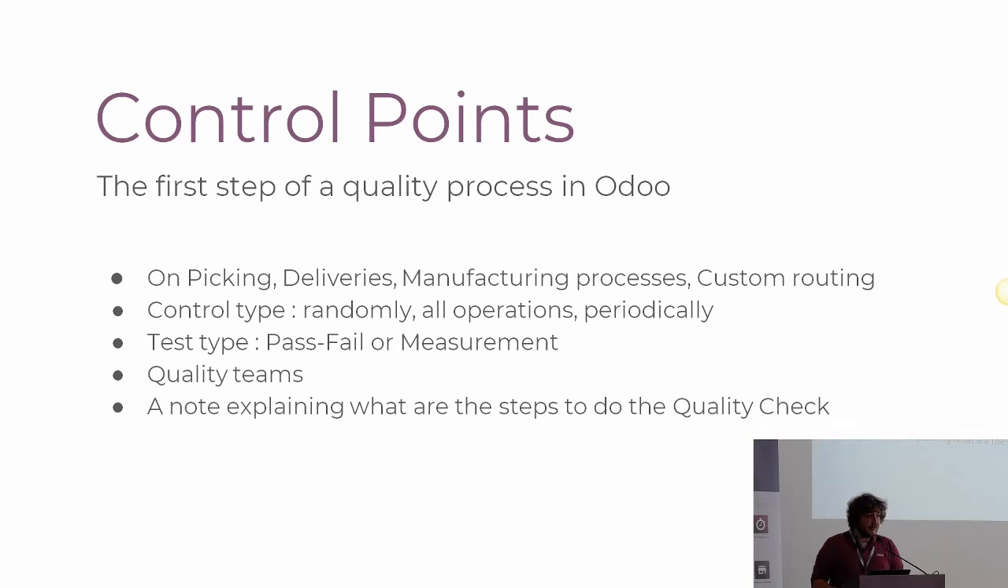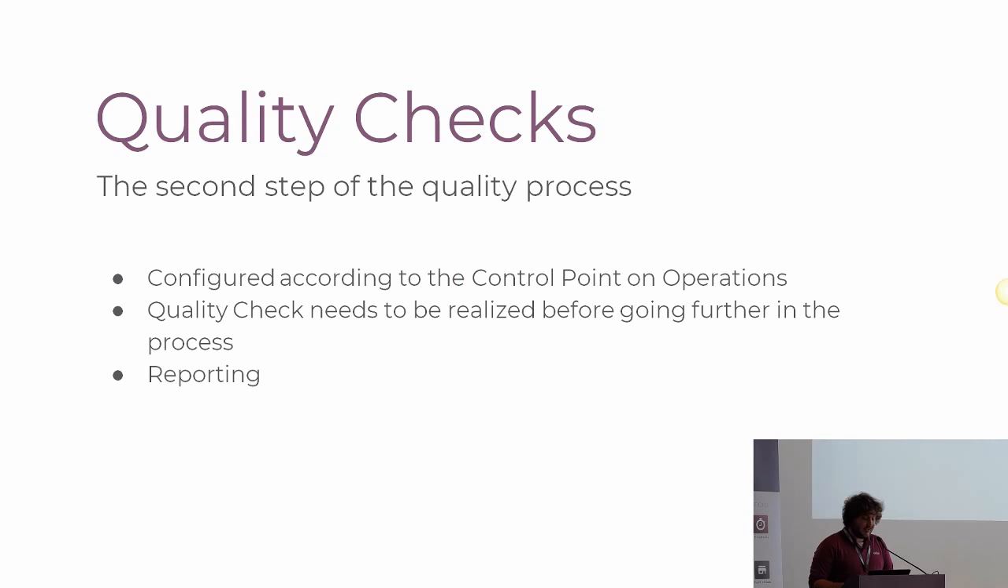After that, you have the quality check. The quality check will be performed according to the information you put on your control point. The quality check is mandatory to continue in the process. If you don't do it, you will be blocked in your process, basically. And then you will be able to do some reporting about those quality checks.